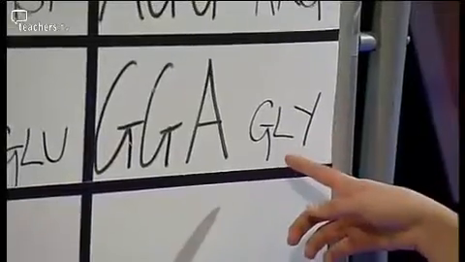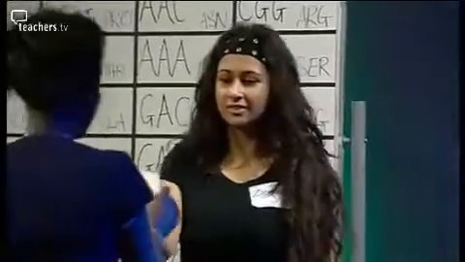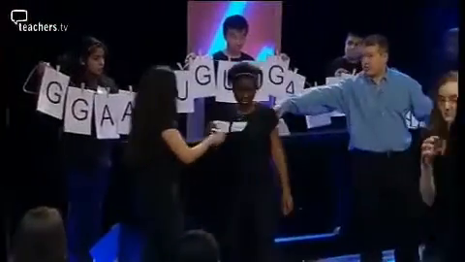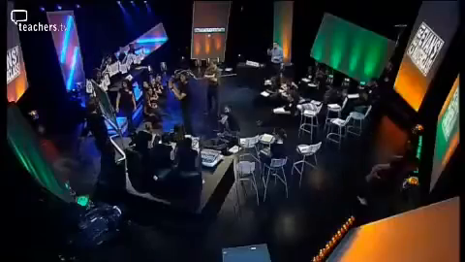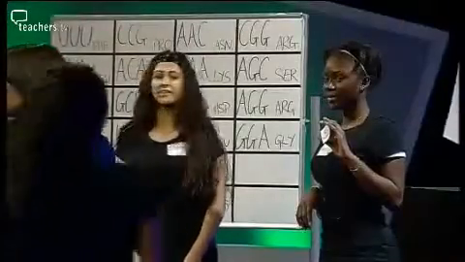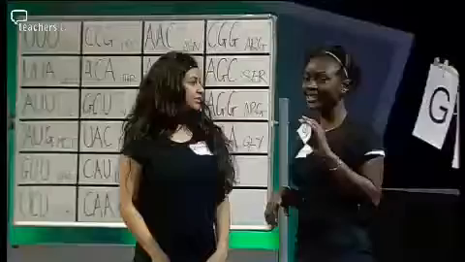GGA, GLY. Anita. Glycine, where are you? Okay, in you come. Nita, just stand there, please, and hold it for me. Thank you. Call the next one then, please. AUU, which is over here. ILE, coming in. Your time is up. In you come quickly. All right.